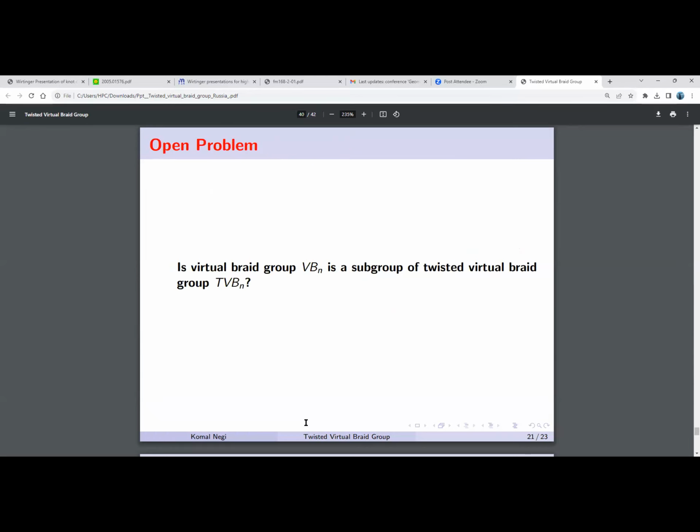Now I want to end my talk by giving an open problem. We all know that in the literature there exist braid groups and virtual braid groups, and we know that the braid group is a subgroup of the virtual braid group. Now the next question is: is the virtual braid group a subgroup of the twisted virtual braid group or not?